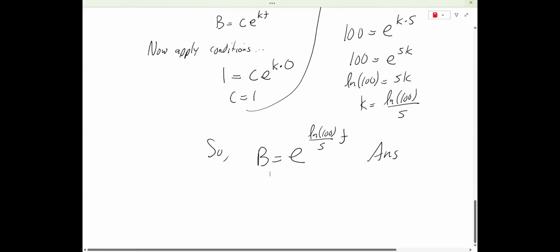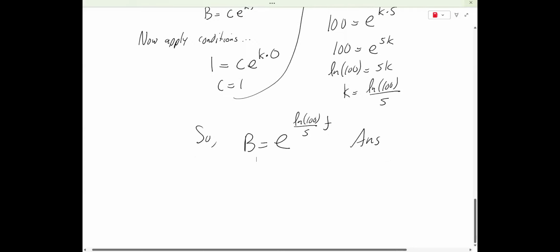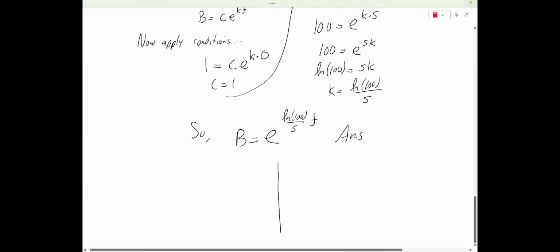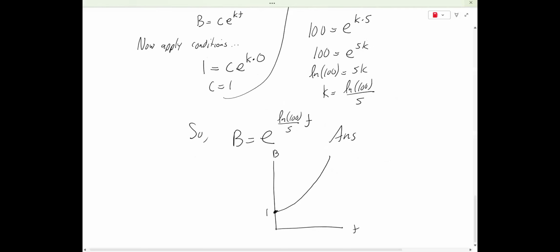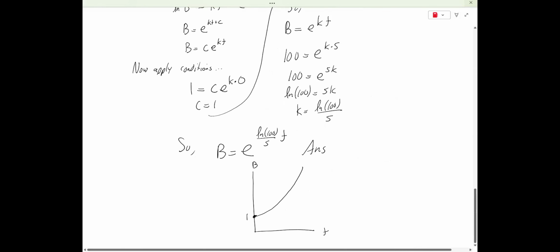So if I were to graph it in Desmos, or on a computer, say here's T and B. At time 0 it is 1, and the graph would go like this. It'd be the number of bacteria, increasing like this if you were to graph it out. So that'd be it there. Anything on that?